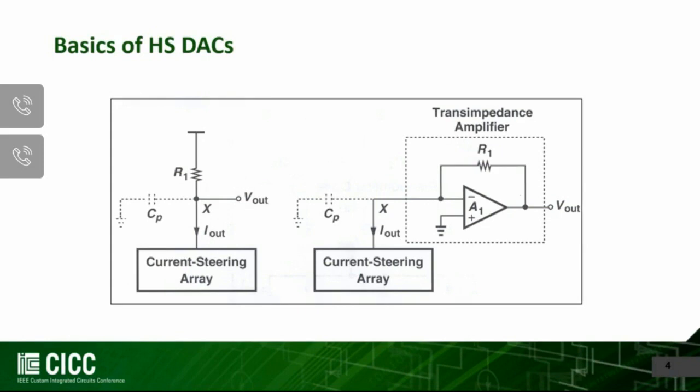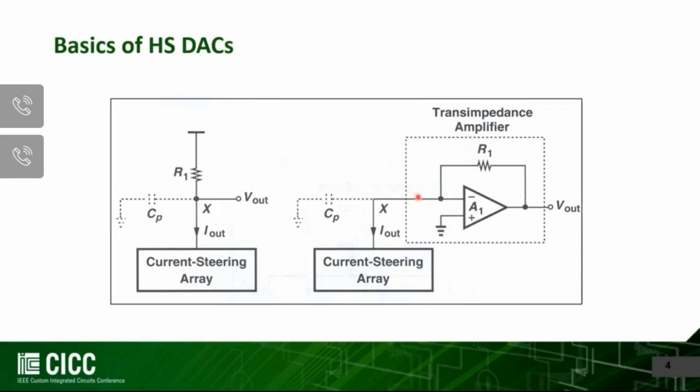in the next slides. If an output voltage is desired, this current can either be fed to a resistive load or to the virtual ground of a transimpedance amplifier. In the first case, we need to be mindful that the swing of the node voltage X does not affect the behavior of the current steering array and therefore introduce distortion on I out.